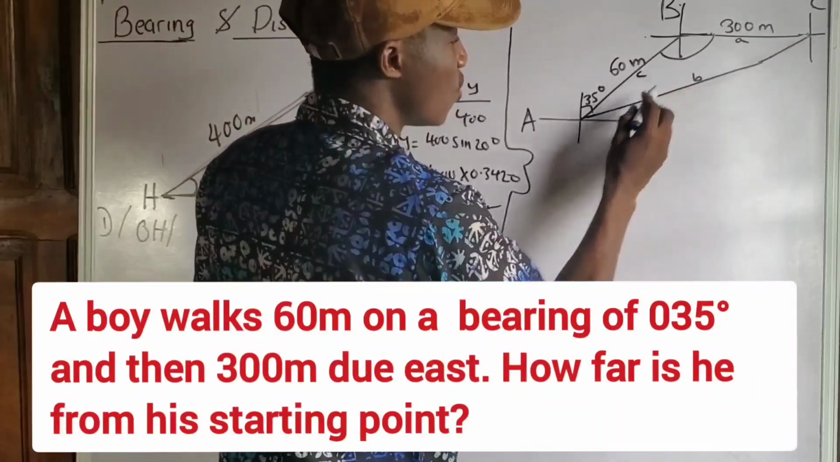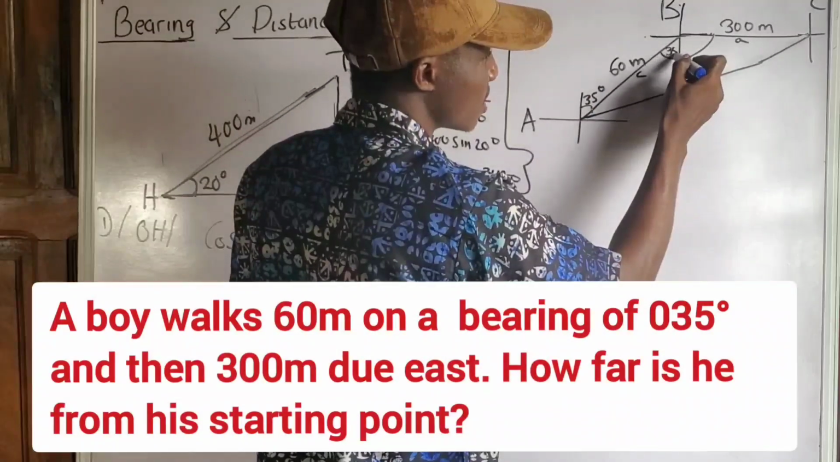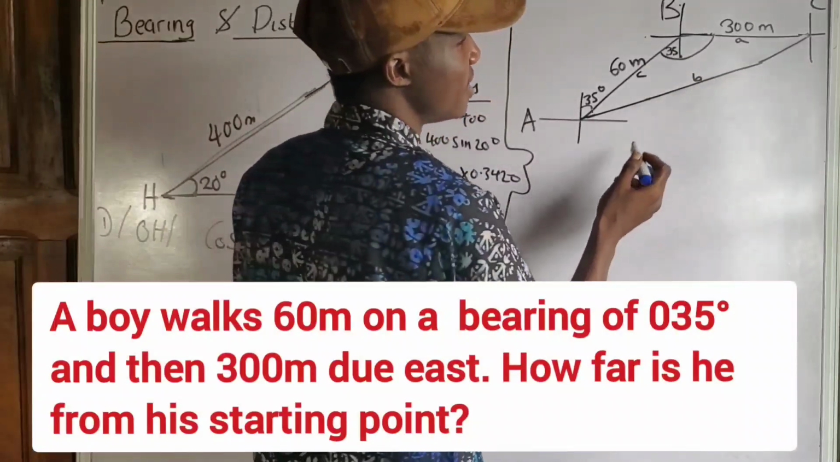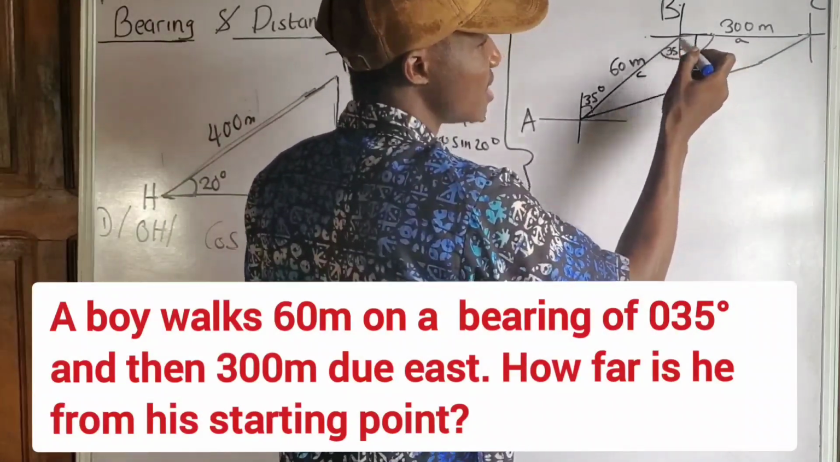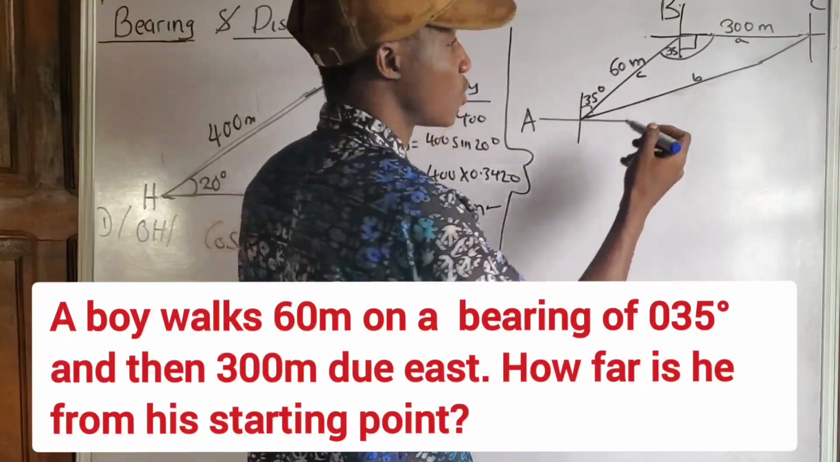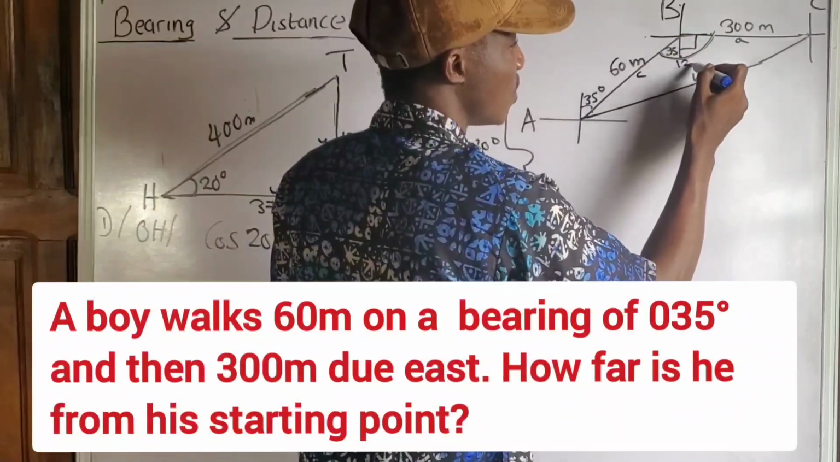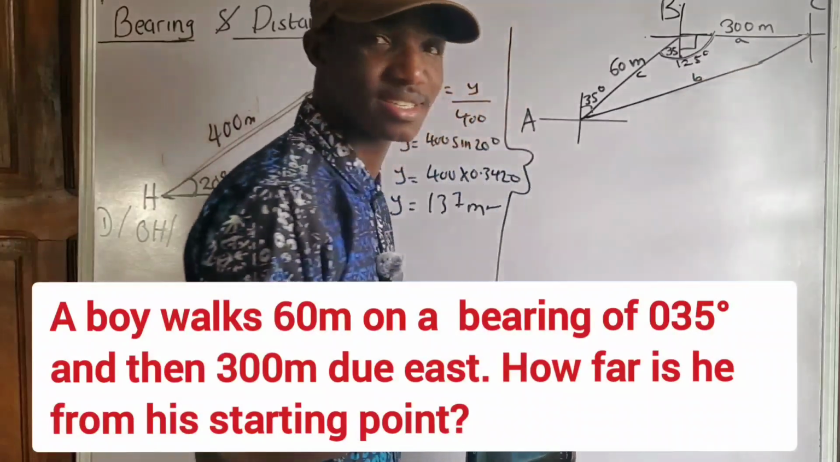To get the value of this angle, we know that this one is 35. 35 degrees is alternate to this angle. This will also be what? 35 degrees. Okay. Now, this angle that you see here is what? 90 degrees. Are you getting it? So 90 plus 35 degrees, that is what? 125 degrees. So the angle that is here is 125 degrees. Do you understand?